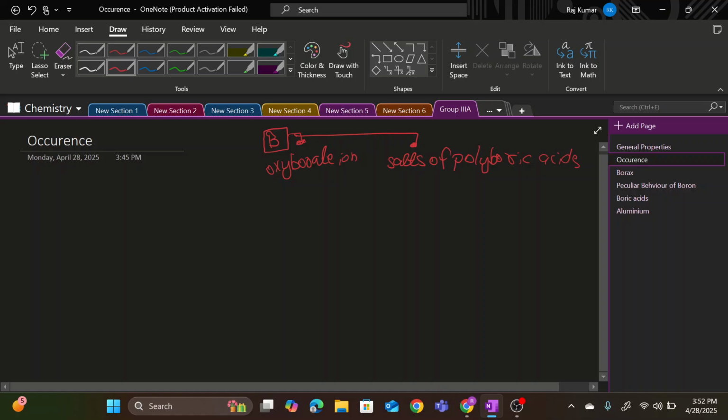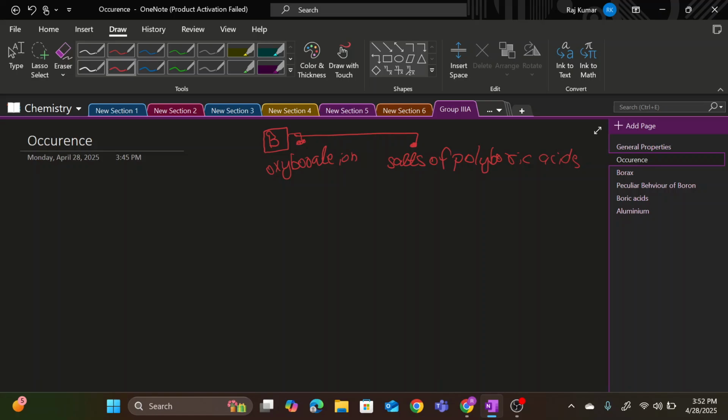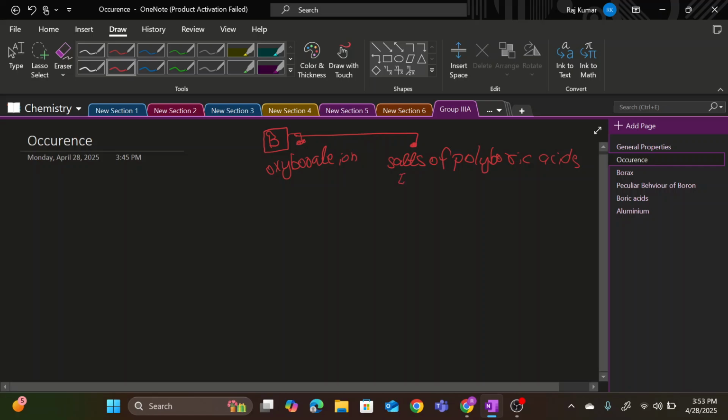Now, there are many types of boric acids which exist in the environment: orthoboric acid, metaboric acid, pyroboric acid, tetraboric acid, and many other types of boric acid which we are going to discuss in the upcoming part. An example of this is borax. Borax is a sodium salt of tetraboric acid, and that is an example of its occurrence in the earth.